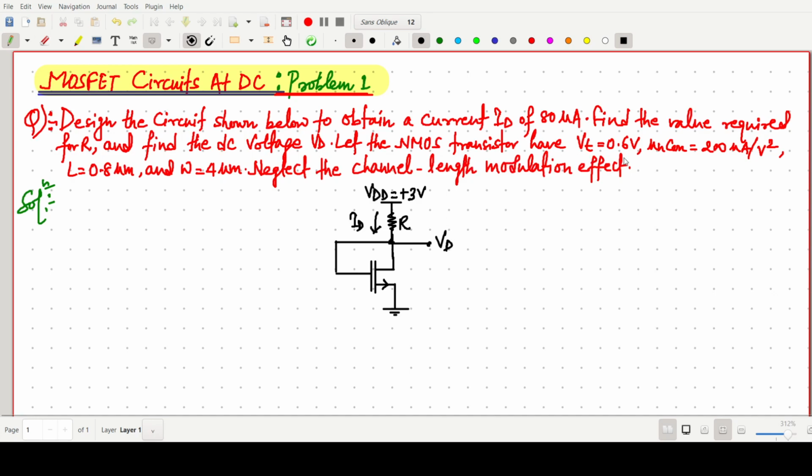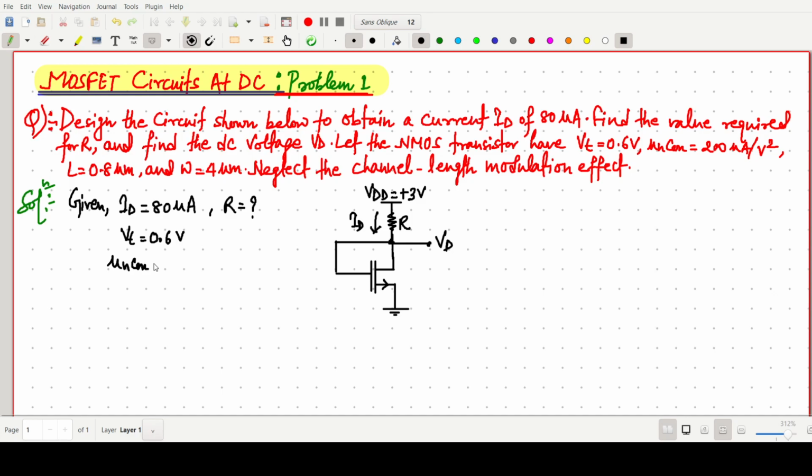Let the NMOS transistor have VT 0.6 volt, mu n COX value 200 microampere per volt square, channel length 0.8 micrometer and W 4 micrometer. We have to neglect the channel length modulation. So basically the given thing is ID 80 microampere. We have to write very carefully and find the value of R. And the VT value is given as 0.6 volt.